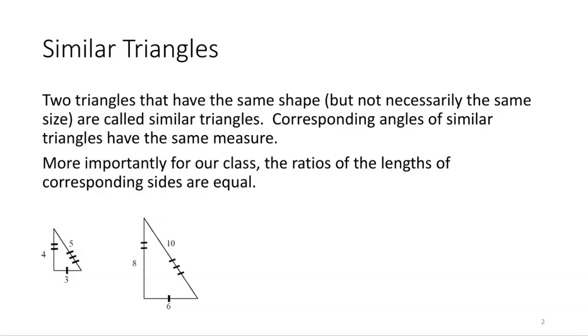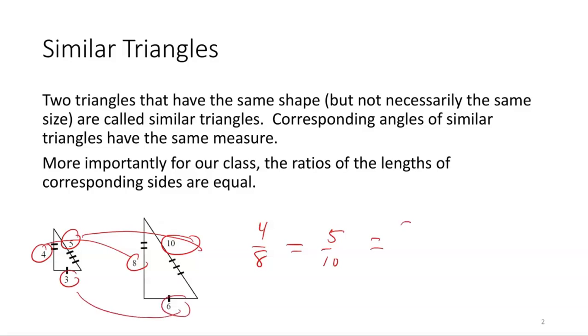For instance, if I take this left side, the 4 and the 8, 4 divided by 8 is the same thing as 5 divided by 10, which is the same thing as 3 divided by 6. So when you have similar triangles, those ratios are going to be the same.